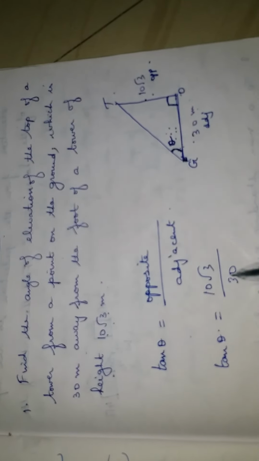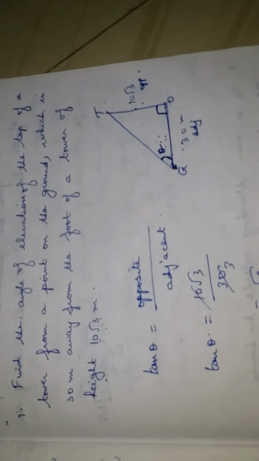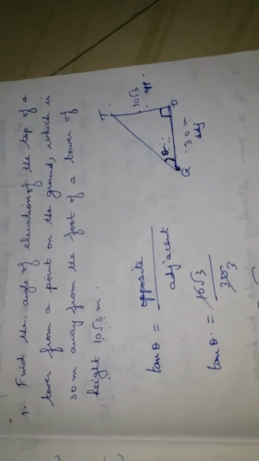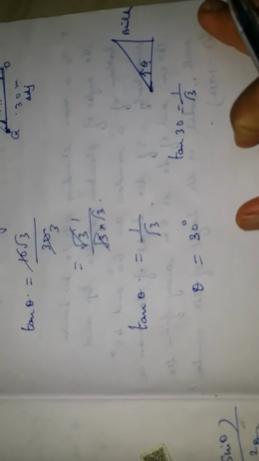Cancelling, you will get root 3 by 3. 3 can be written as root 3 into root 3. Now cancelling, you get 1 by root 3. When do you get 1 by root 3? In tan 30. You know tan 30 is 1 by root 3. So tan theta is 1 by root 3, which means theta is automatically 30 degrees. So your first sum is over.